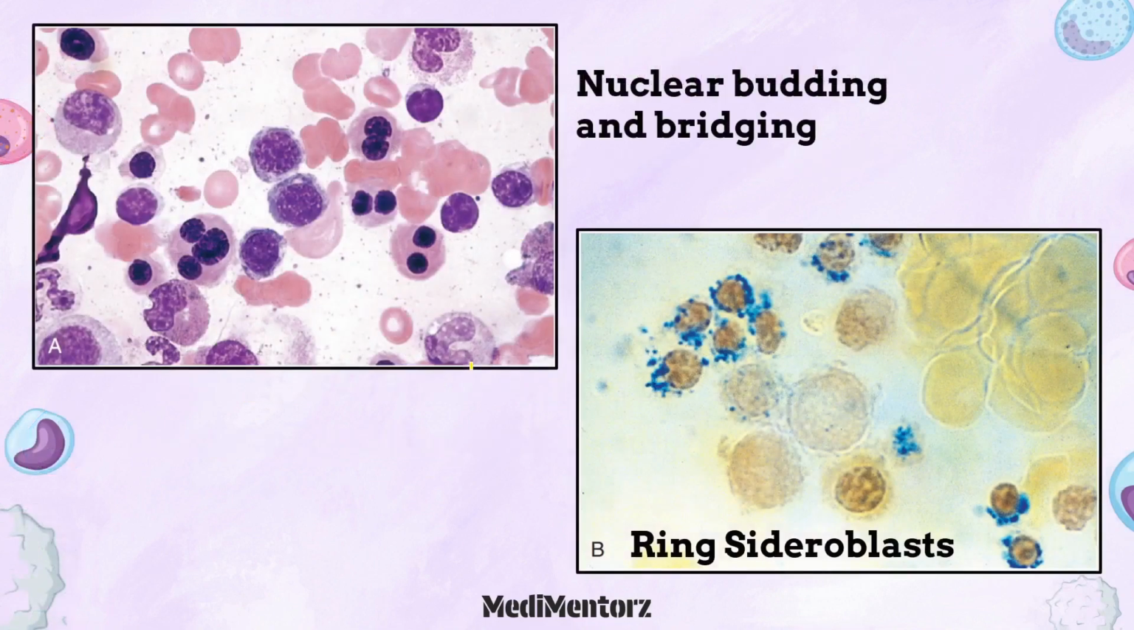So, as you can see in this picture, you see the presence of immature erythroblasts and the presence of nucleated RBCs, and these cells show nuclear budding and bridging. So this cell shows presence of nuclear budding and bridging. And with respect to this picture, it is the Prussian blue stain of the bone marrow, which shows presence of blue stained granules, which are nothing but the iron-laden macrophages, and these cells are called the ring sideroblasts.